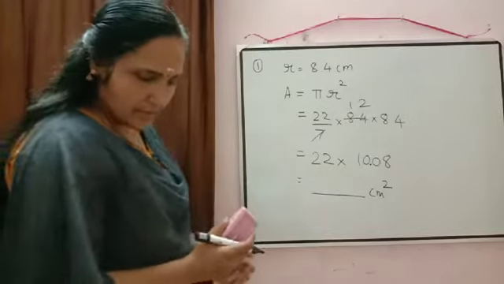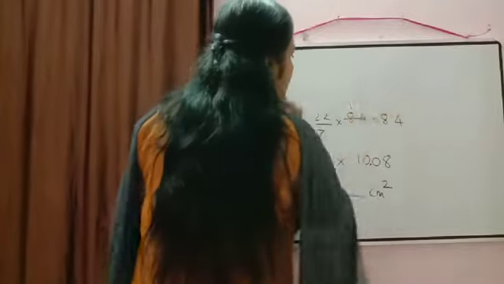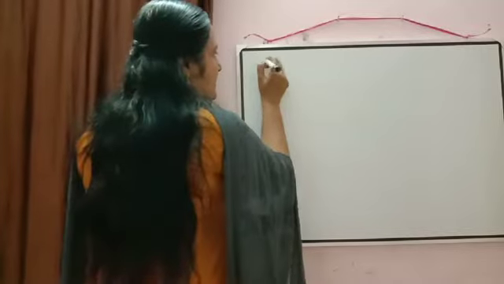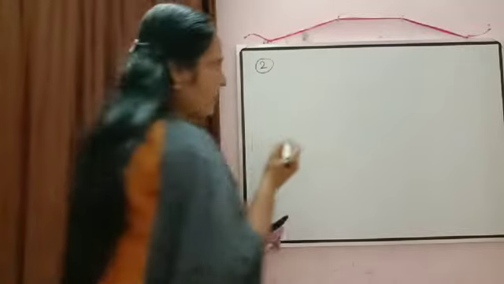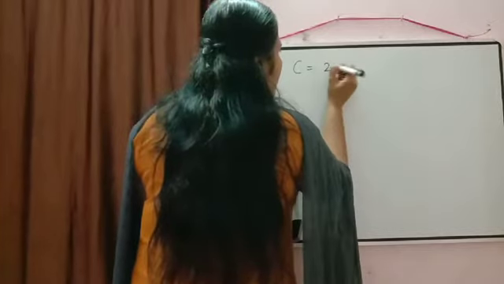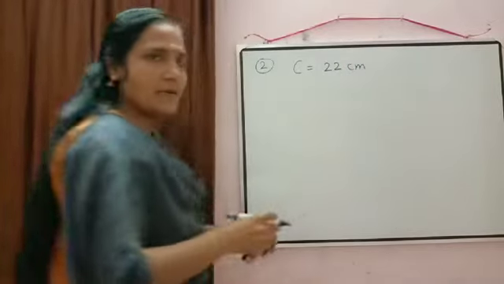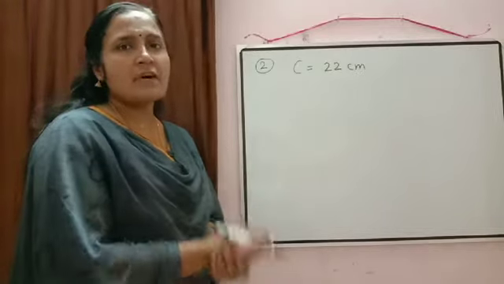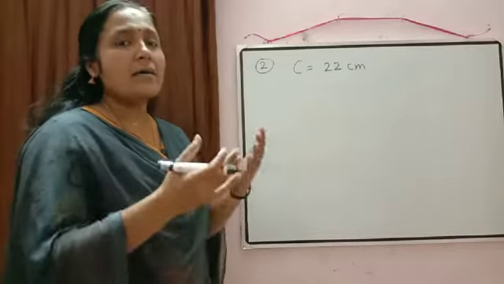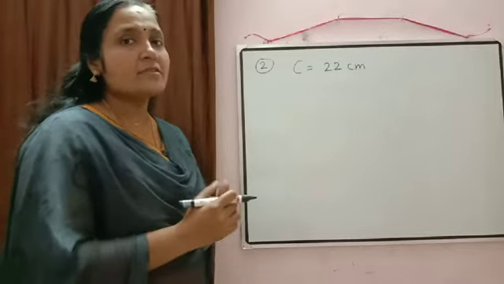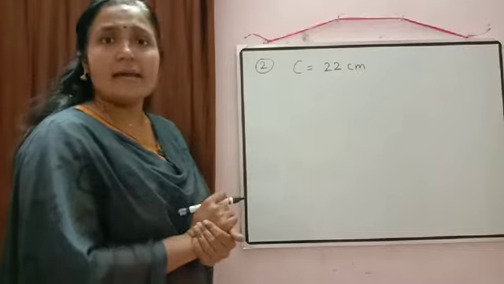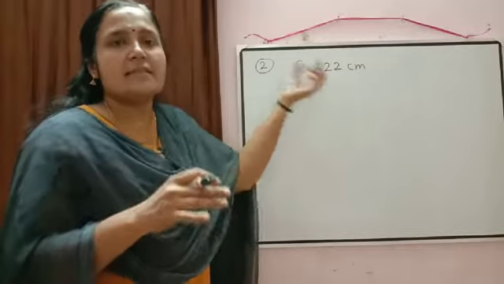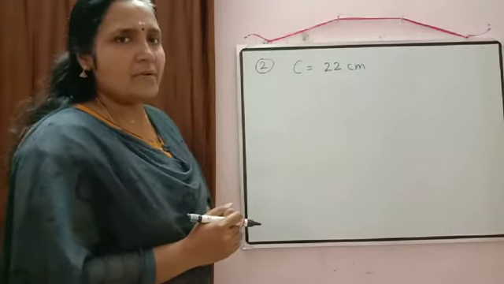Okay, now check the next question. In the next question it is written, find the area of a circle whose circumference is 22 centimeter. Now what is given here in the question? Circumference is given. Circumference is equal to 22 centimeter. Area we have to calculate. We know the formula for area of a circle is pi r square. So when we get the radius of the circle, then only we can calculate the area. So to get the radius of the circle, this information is given. Circumference is equal to 22 centimeter.